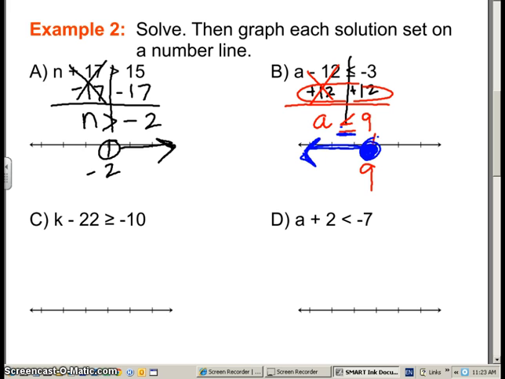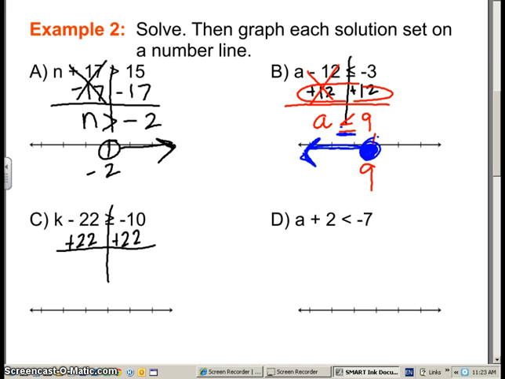Letter C. K minus 22 is greater than or equal to negative 10. K is already on the left, so we need to get rid of the minus 22. The inverse of subtracting 22 is adding 22. I'm going to do that to both sides.